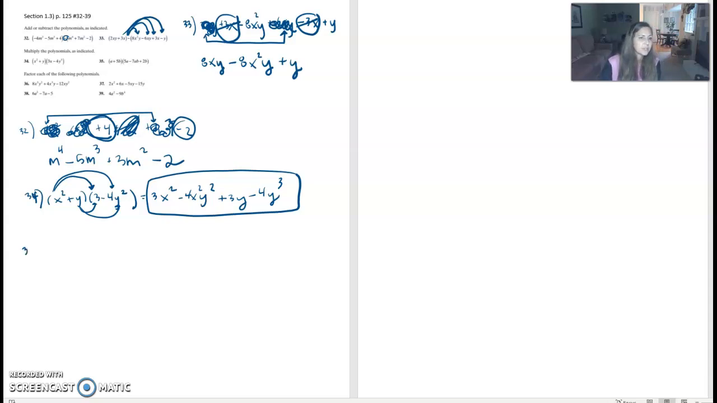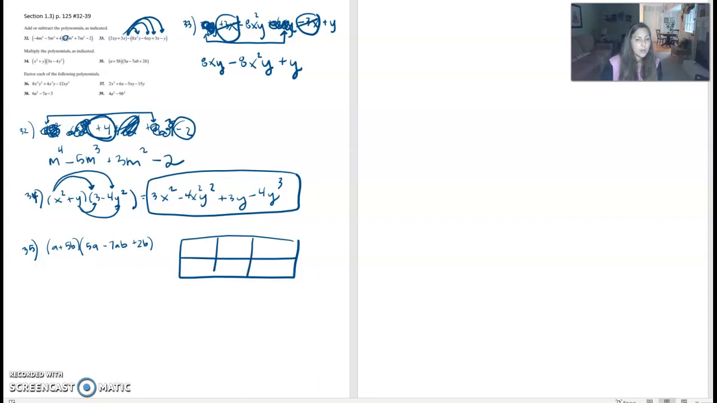And the last one in this particular type of problem, which is distributing, you have a binomial a plus 5b times a trinomial 5a minus 7ab plus 2b. Now, I definitely like to make my box here because this is a bi times a tri. And so I'm going to put my binomial along the rows. And I'm going to put my trinomial above the columns. And I'm going to fill in my box. That's going to be 5a squared minus 7a squared b plus 2ab.